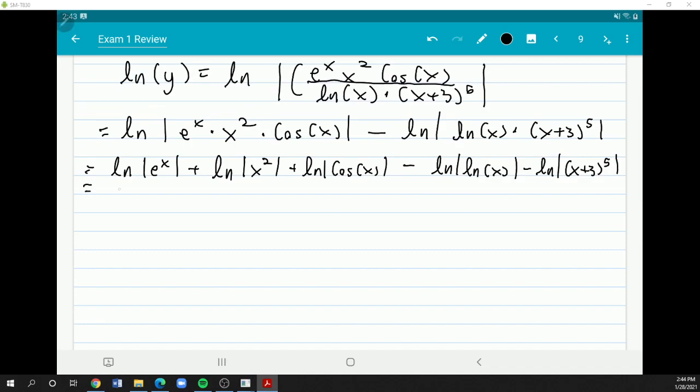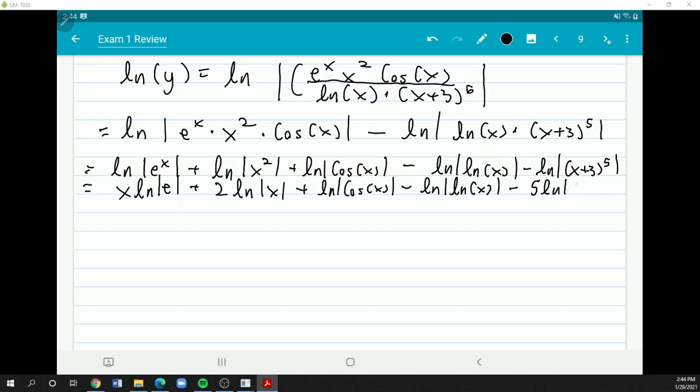One more. We haven't actually done any calculus yet, just log. x times natural log of e plus 2 log x plus natural log cosine x minus log x, that doesn't have a power, minus 5 log x plus 3. So anything that had a power, I used the log rules to bring it down. Also, log of e is 1. So that's going to make our life the tiniest bit easier.